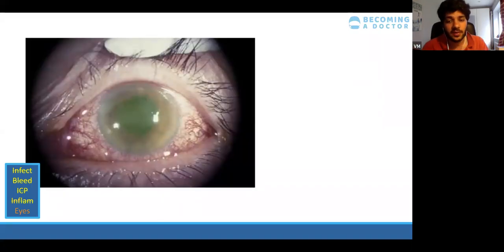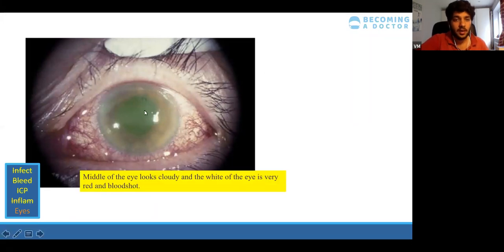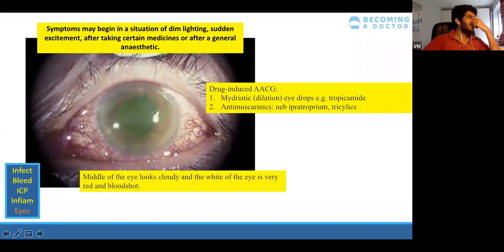And here's a photograph for you, an example of quite severe glaucoma. You'll see that the middle of the eye looks quite cloudy, but around the edges, in the whites of the eye, it's red and bloodshot. The cause of this isn't massively well known, but it's often thought that in situations of dim lighting where the pupils dilate, that can cause dysregulation of the trabecular meshwork, and that can cause the increased pressure in the anterior chamber, causing this particular presentation.